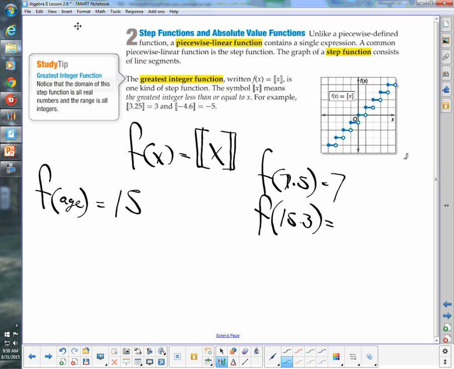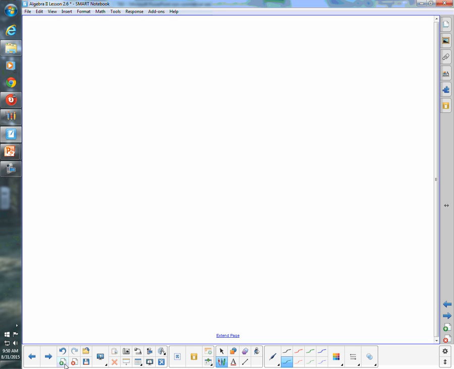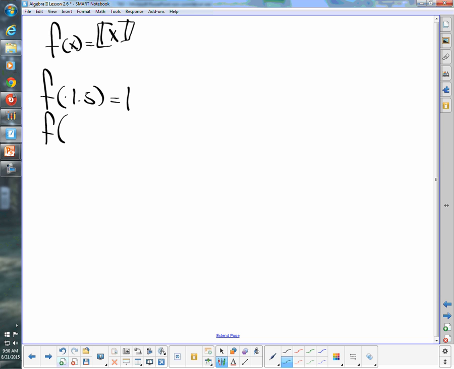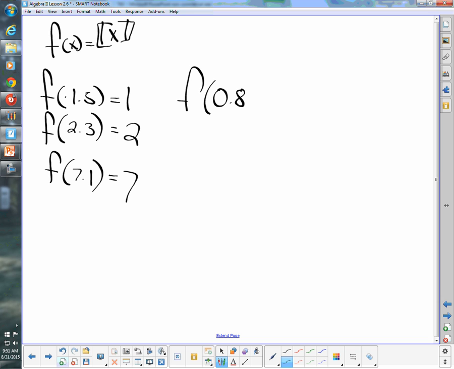Okay, let's add a blank space here and I'll move on. If my function is the greatest integer function, f of 1.5 would be what? 1. F of 2.3 would be 2. F of 7.1 would be 7. F of 0.8 would be 0. F of negative 1.6 would be, let's look at a number line.